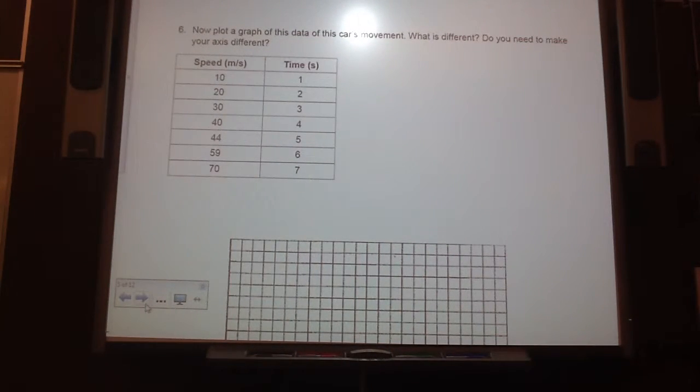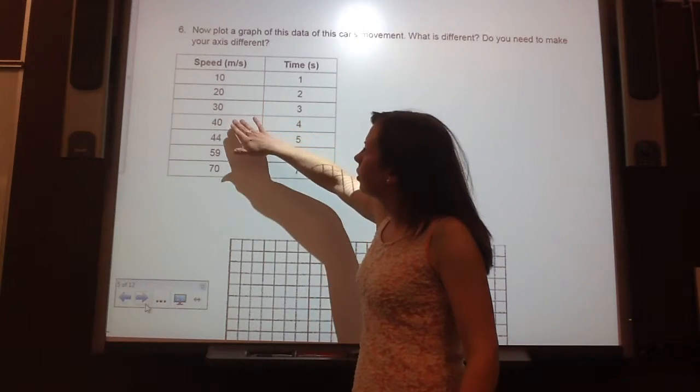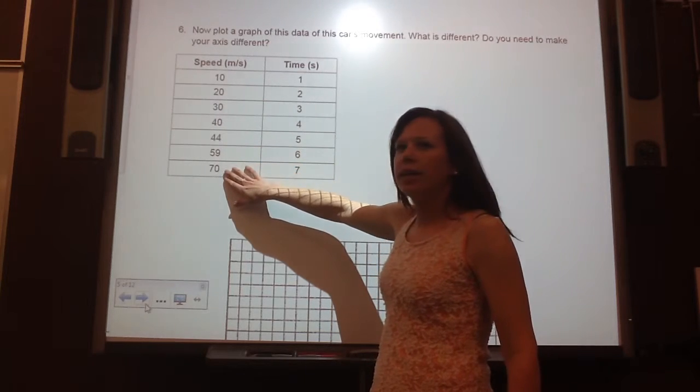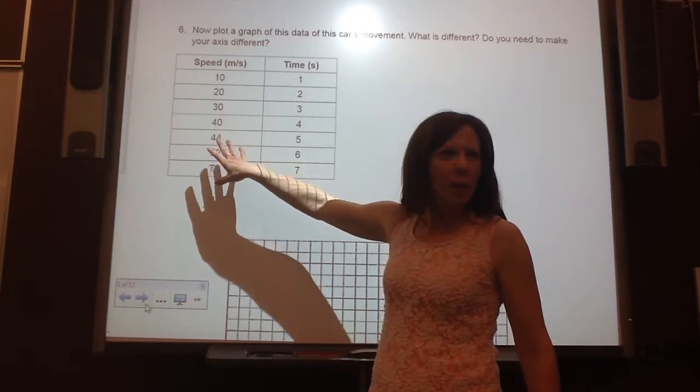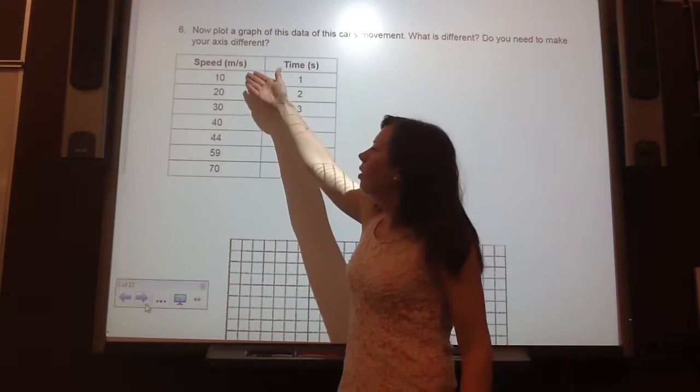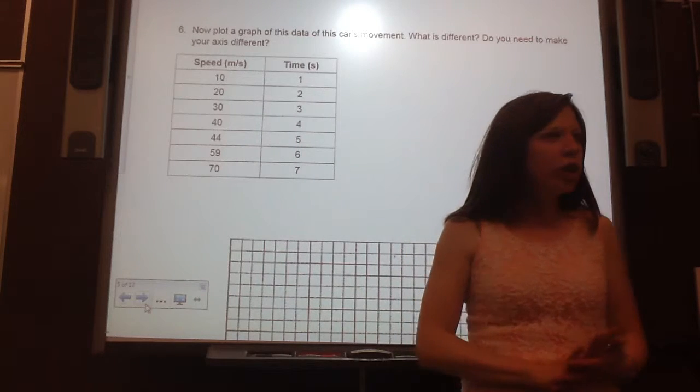Okay, so now plot a graph of this data of this car's movement. What is different? Do you need to make your axes different? So let's look at the data a little bit here. We go 10, 20, 30, 40, 44, 59, 70. Oh, okay, so it's not the exact same as before. But I'm still going from 10 to 70. Do I make the same increments, or should I change it?